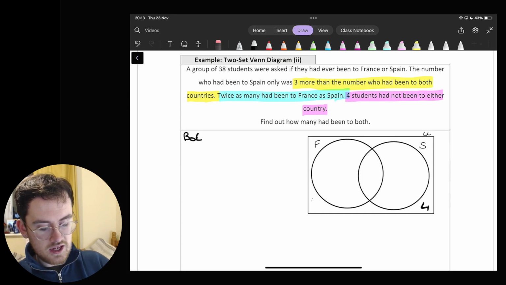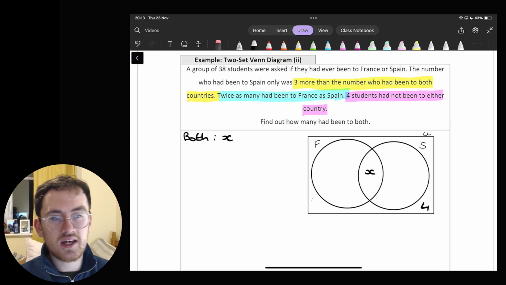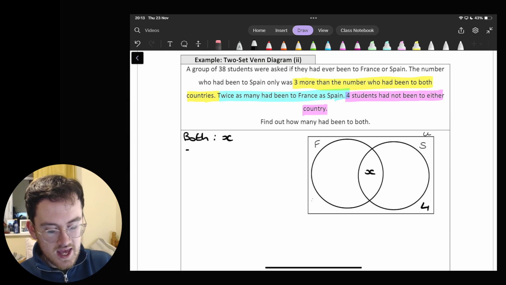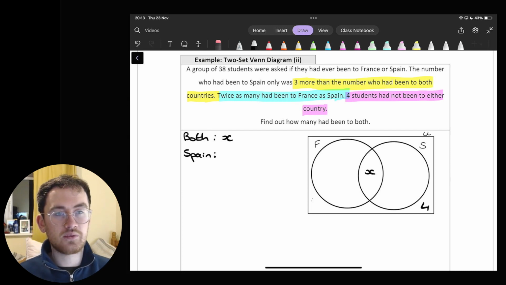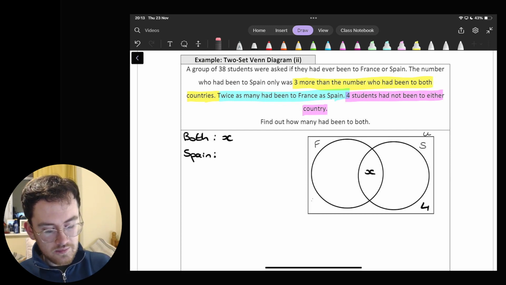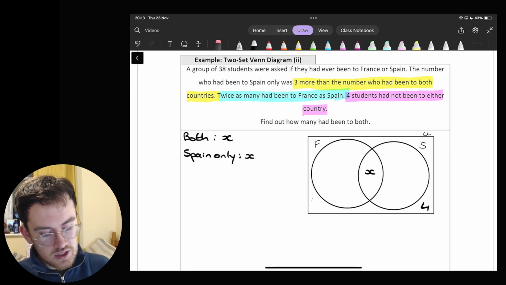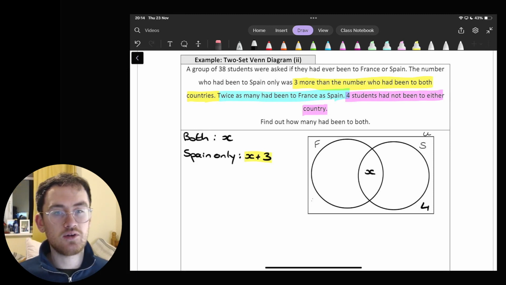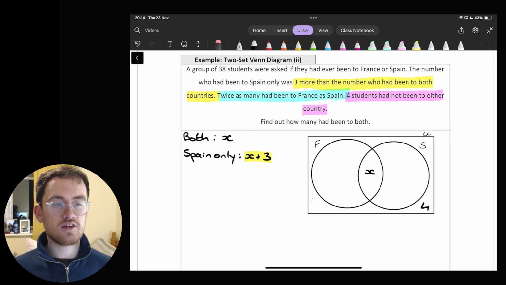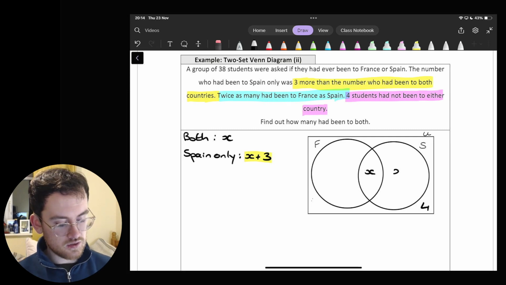Let's start with how many have been to both. We don't know, so let's call it x. I'm going to go with Spain then. Okay, so Spain only, we know it's 3 more than the number who'd been to both. So it'll be x plus 3. That's coming from the thing I've highlighted in yellow there.